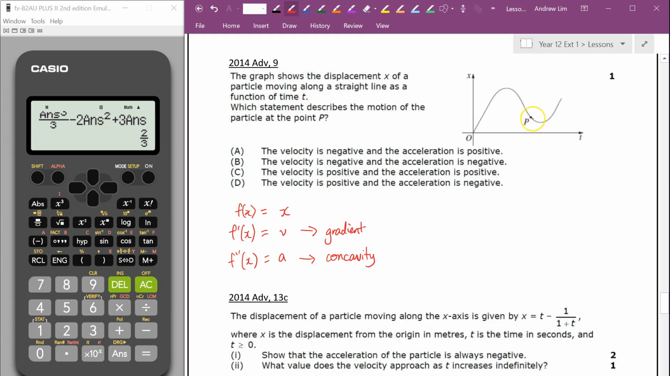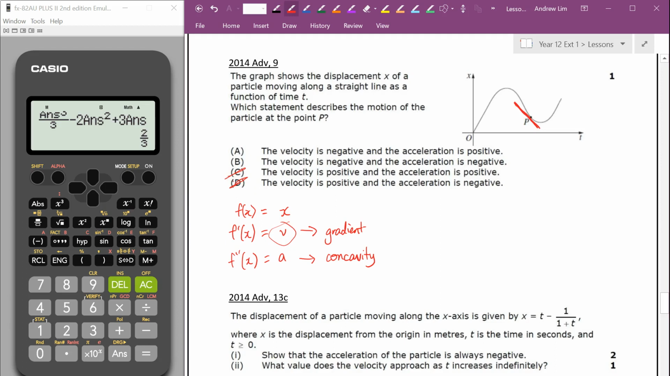So at point P, if we were to draw a tangent to the curve at that point, the tangent will look something like that. Because it's sloping down, the gradient has to be negative. Therefore, velocity has to be negative, and therefore it's not C or D.